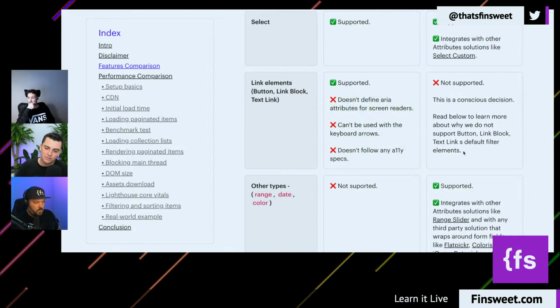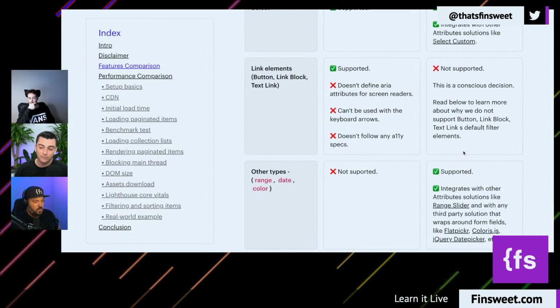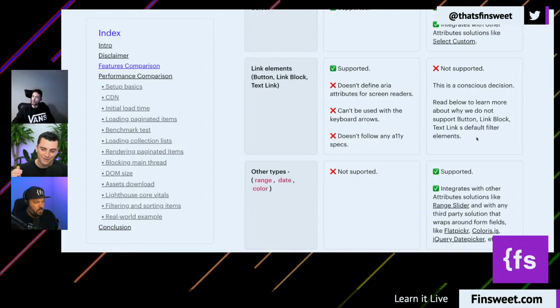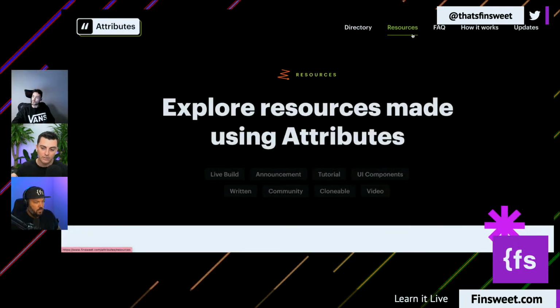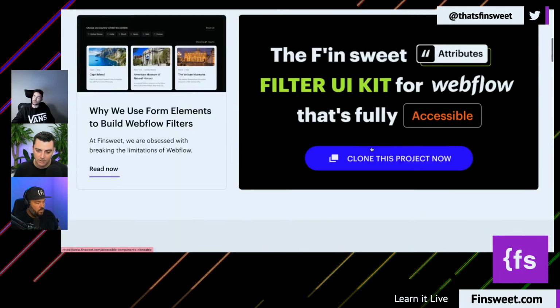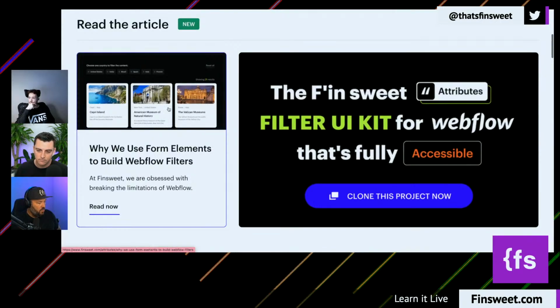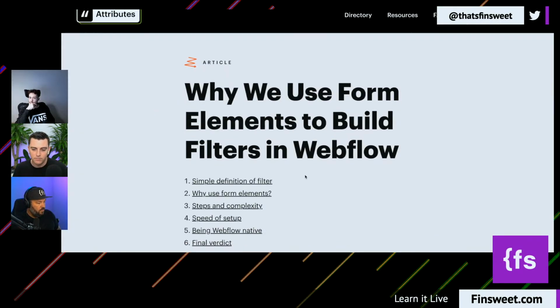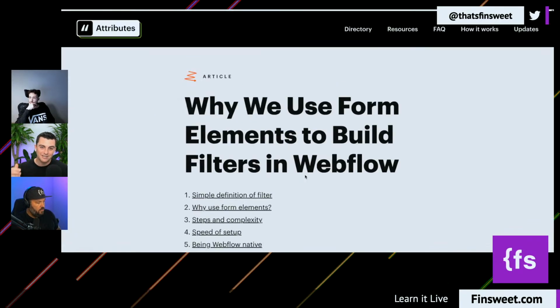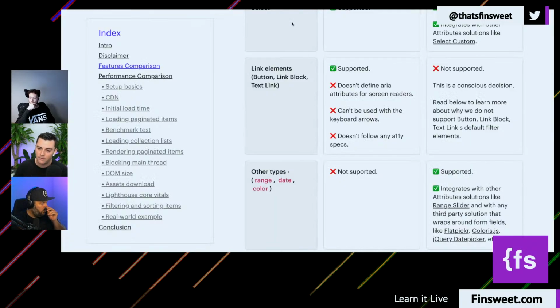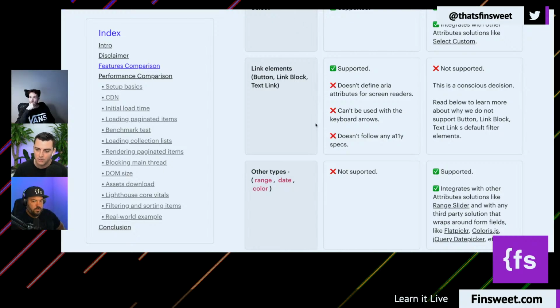Now, Attributes does not support link elements, and we don't support it on purpose. We have an article in our resources center. If you go to finsweet.com/attributes/resources, there is a featured article right up there in the hero that explains exactly why we do not have link blocks available, why we use form elements to build filters in Webflow. This will go into the logic. It's very accessibility focused, again, on why we use form elements, and we don't support that on purpose.